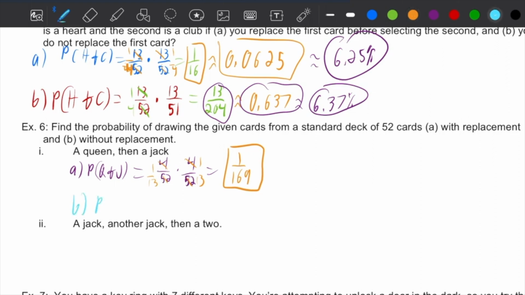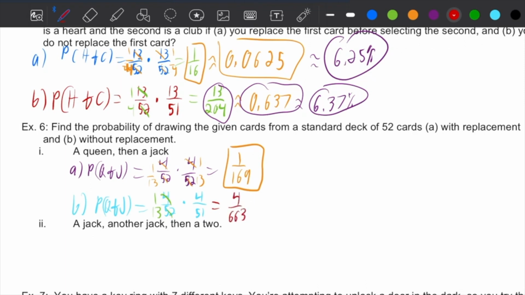Part B, the probability that you get a queen and a jack, but you're not replacing it this time. So you draw a queen, 4 out of 52, aka 1 out of 13. You take that queen out of the deck. There's still 4 jacks, but now there's only 51 cards. So this reduces to 1 and 13, and we end up getting 4 out of 663.